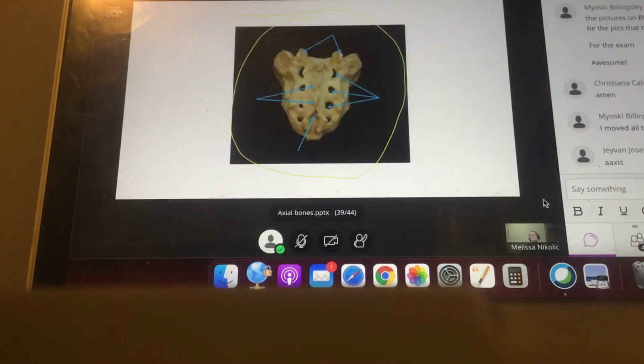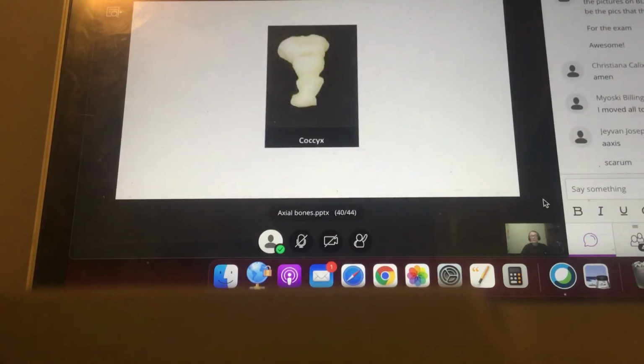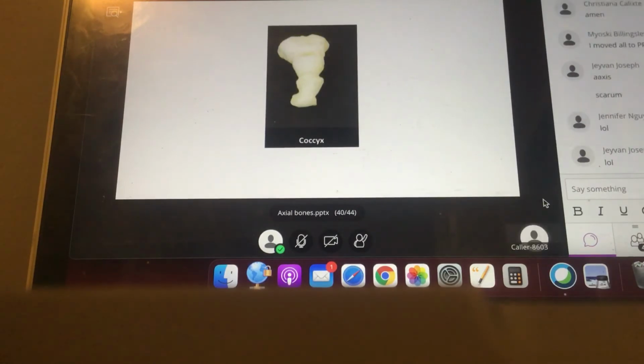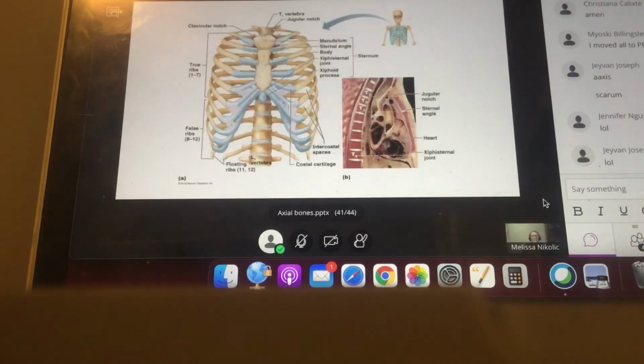All right, sacrum. You just got to know that that's the sacrum. That's it. All right? If you have a question, let me know. Otherwise, I'm just going to move on. That's right, sacrum. And that's the coccyx. Somebody said it looks like a lobster tail. And it does, actually. And it's really tiny. All right, coccyx.